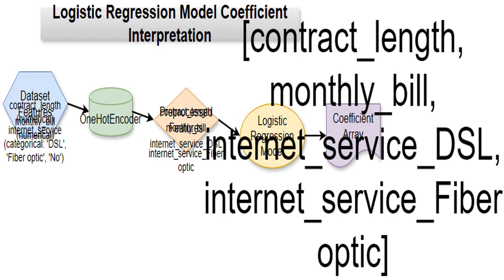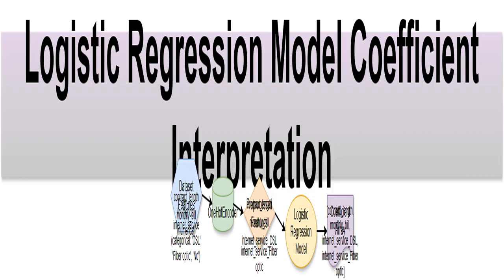This shows the order of the coefficients in the array. The first number is the coefficient for contract_length, the second for monthly_bill, and so on. Pretty straightforward. The quiz problem is focused on understanding how to interpret the coefficients from a logistic regression model trained to predict customer churn, considering the impact of the one hot encoding.